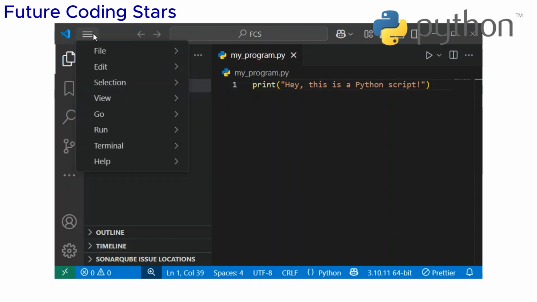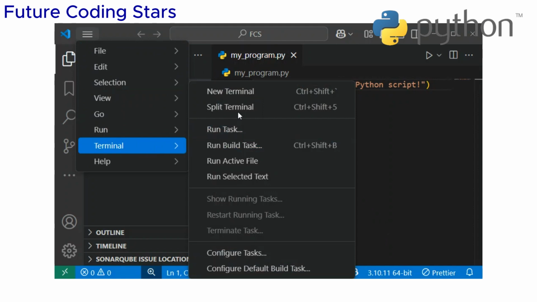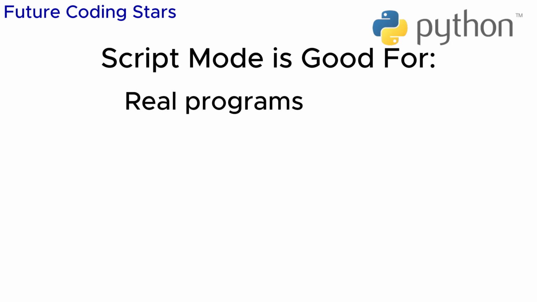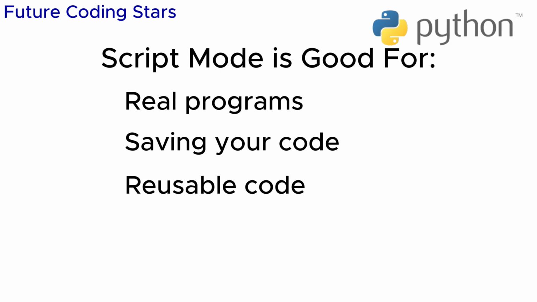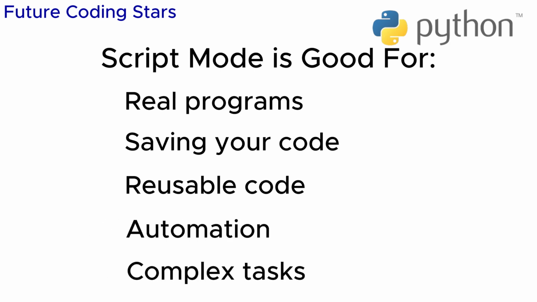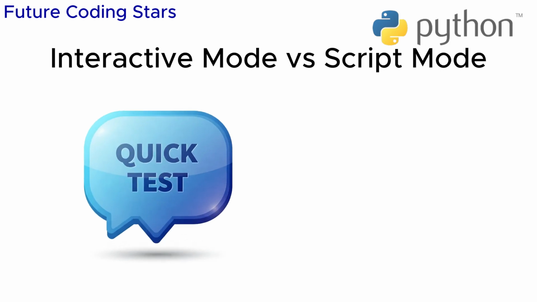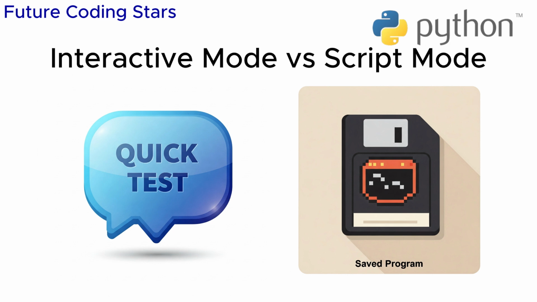Once you have your script file saved, you go back to your terminal or command prompt. But instead of just typing python, you type python followed by the name of your script file, like python my_program.py. The interpreter then reads the entire file from top to bottom and runs all the instructions inside it. Script mode is what you'll use for almost all real Python development. It's how you build actual applications, save your work, create reusable pieces of code, automate tasks, and handle anything more complex than a quick one-line test. So the main difference? Interactive mode is for immediate one-off commands and tests. Script mode is for writing saved, complete programs in .py files that you can run whenever you want.